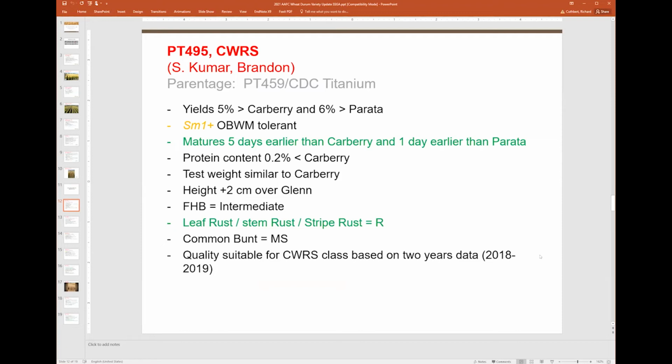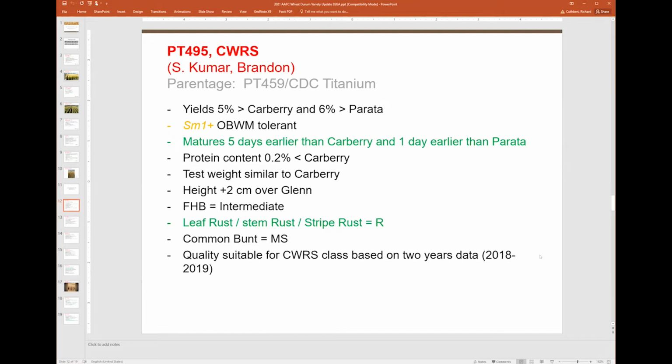It matures 5 days earlier than Carberry, so the yield may not shock you, but the maturity likely should, and it's even earlier than Parata. So that's not an easy thing to achieve, to have a positive yield increase and earlier maturity. Everything else is kind of in line. The height is 2 centimeters taller than Glen, so a little bit taller, but it won't be like a conventional height. So that's still quite acceptable, I think, but it will be more straw than a Carberry.